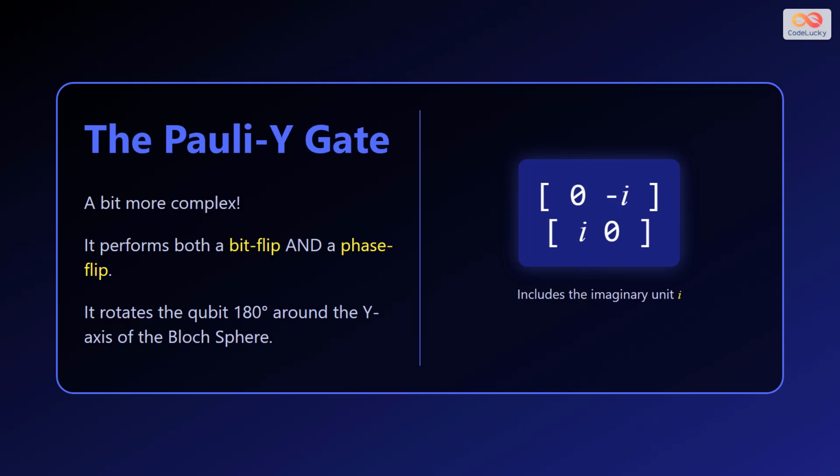Next is the Pauli-Y Gate. This one is a bit more complex because it involves imaginary numbers. It acts as both a bit flip and a phase flip simultaneously. Its matrix representation relies on the imaginary unit, i.